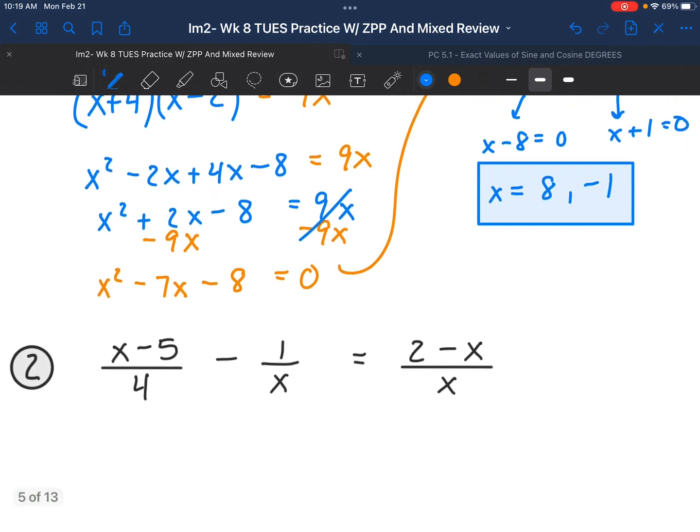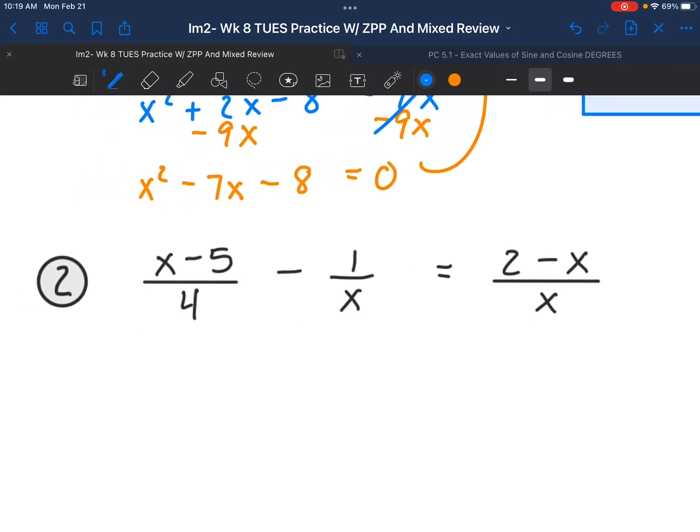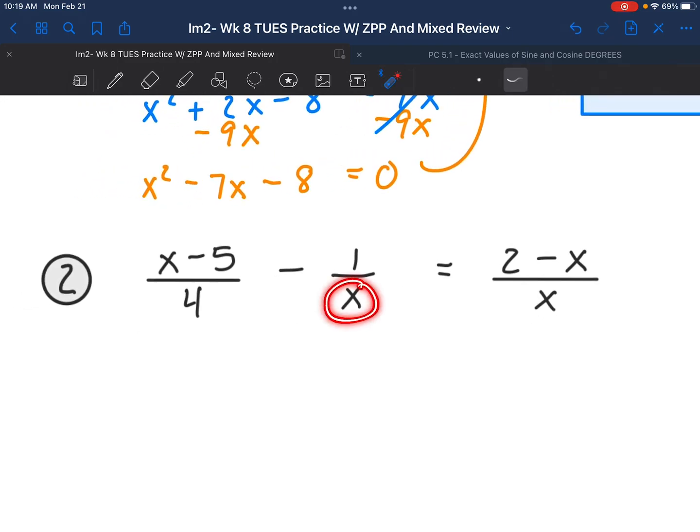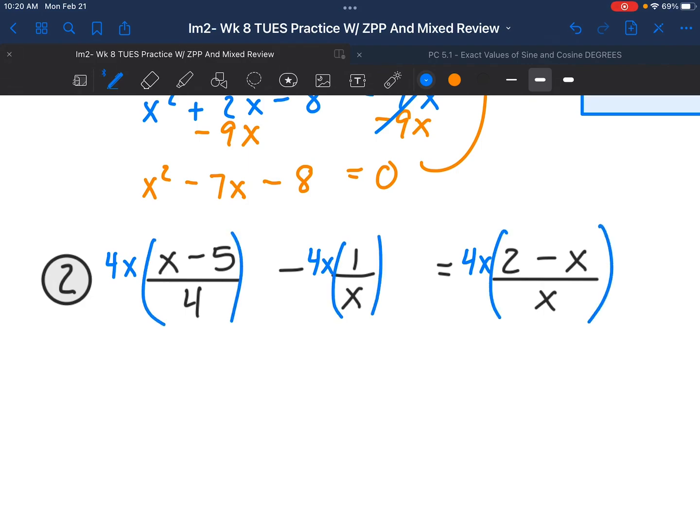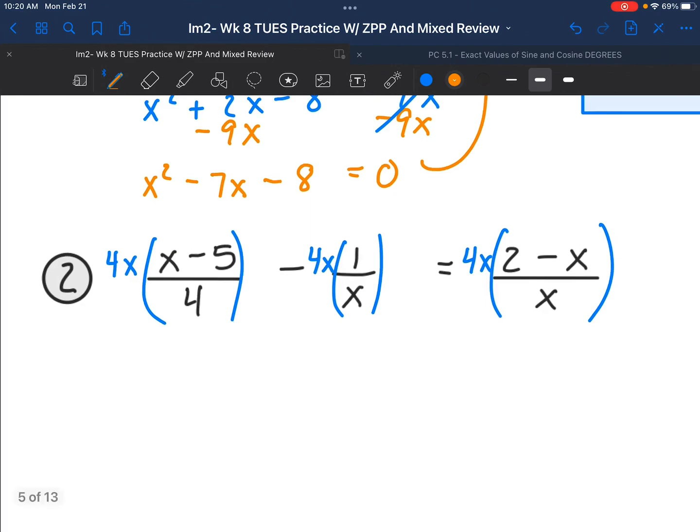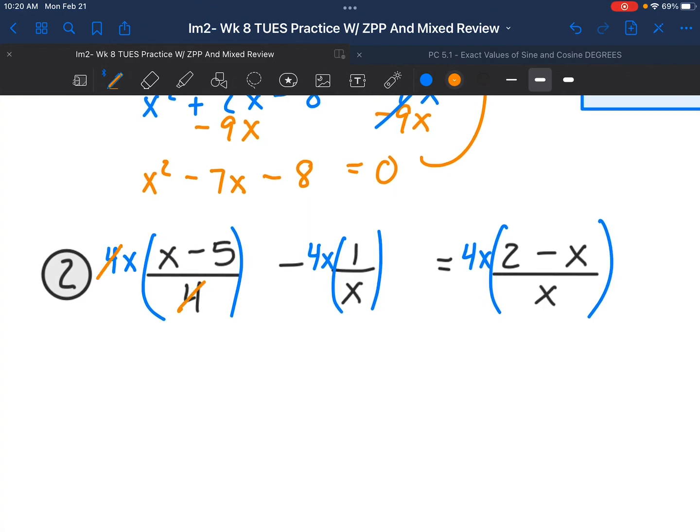Number 2, we have not a proportion, but a fraction buster. So when you have an x in the denominator, remember, we're going to need to multiply by something with an x. So we've got a 4, an x, and an x. So I want to clear the fractions by multiplying each term by 4x. Again, I always like to multiply that 3 times, writing it out so I can visually cancel and see what's left over. So the 4 should cancel here, leaving me with x, and distribute this.